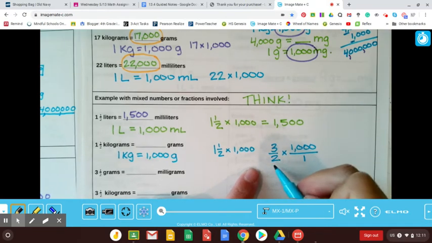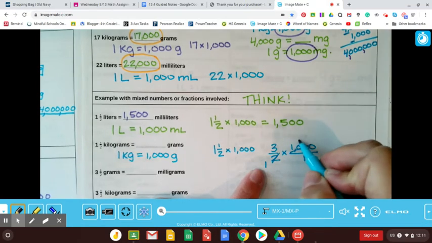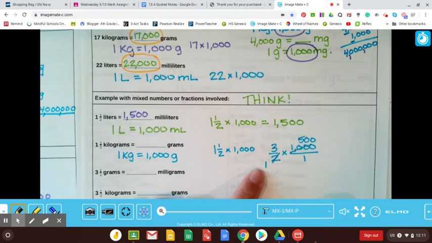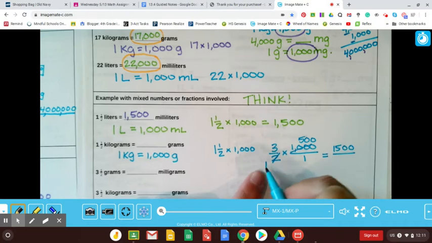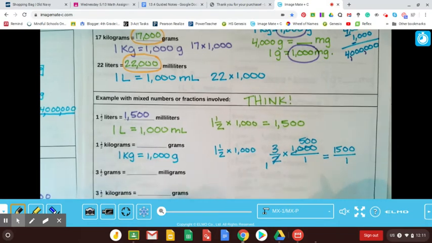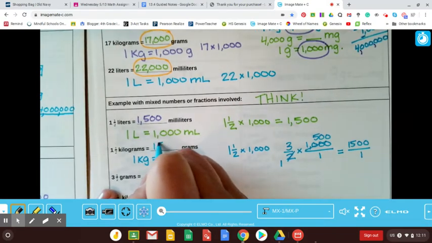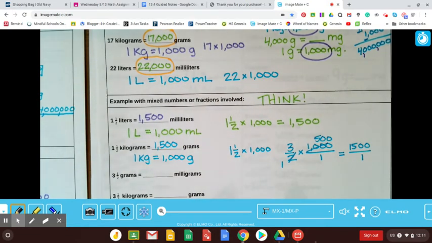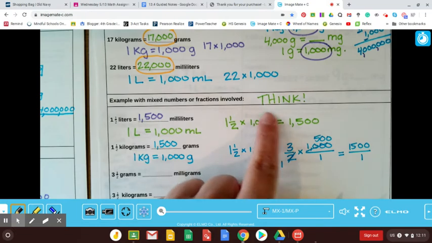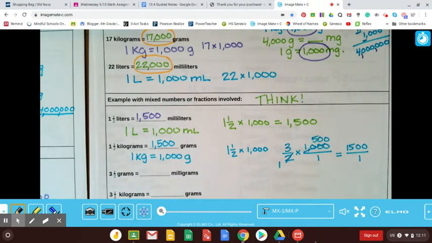All right, let's see if we can cross cancel. I'm going to divide both by 2. And now I do top times top over bottom times bottom. 3 times 5 is 15. Add on 2 zeros. 1 times 1 is 1. And so we get the same answer, 1,500, right? So I could have done this much quicker just by thinking about it. And that's why I wanted to point that out to you.